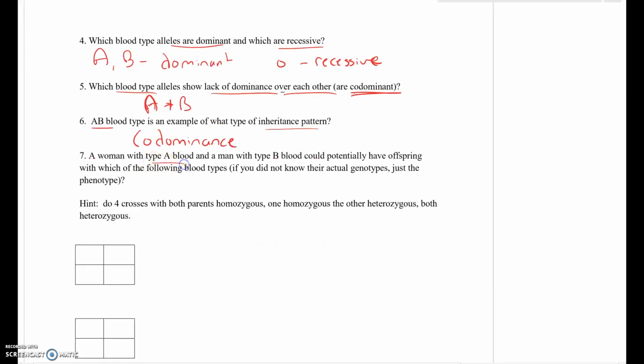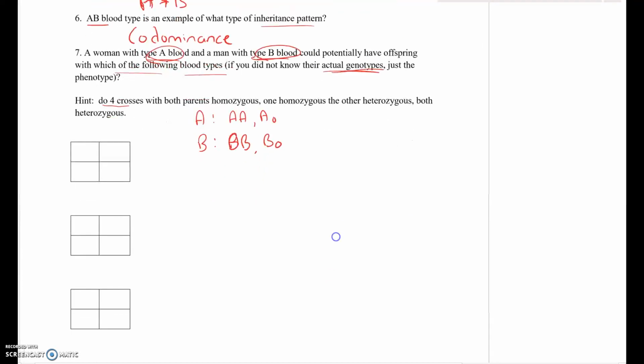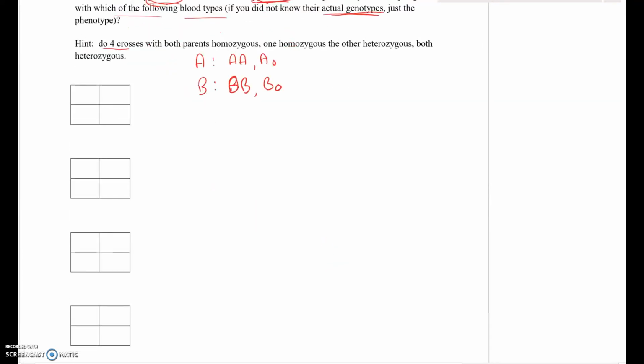A woman with type O blood and a man with type B blood could potentially have offspring with which of the following blood types? If you didn't know their genotypes, which you can't know just by looking at someone's blood. To figure this out, we need to think about someone with type A blood. That parent could have been either AA or AO. And this other parent with type B blood could have been BB or BO, because both of those are possible genotypes for that phenotype. So we essentially have 4 possible crosses that we could come up with here.